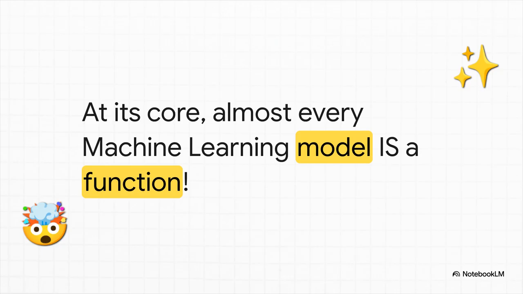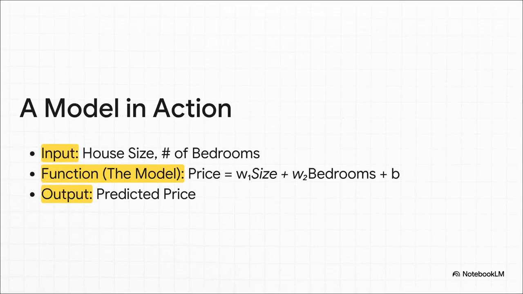That's it. It's just a really, really sophisticated function that has been taught the perfect rule for turning your data into a useful prediction. Let's make this super concrete. Imagine a model that predicts house prices. The inputs, those are our variables, right? Things like the house size, the number of bedrooms. The function, well, that's the model itself. It's that algebraic equation we've been talking about. And the output, you guessed it, the predicted price of the house. It's really that simple and that powerful.